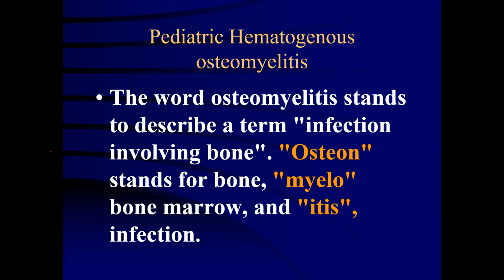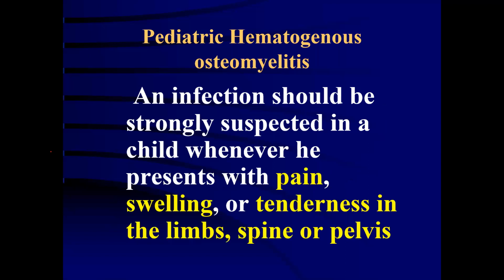So, you have to know certain definitions in pediatric hematogenous osteomyelitis. The word osteomyelitis describes an infection involving bone. Osteon stands for bone, myelo stands for bone marrow, and itis stands for infection. You have to know these. An infection should be strongly suspected in a child whenever he presents with pain, swelling, and tenderness in the limbs, spine, and pelvis.